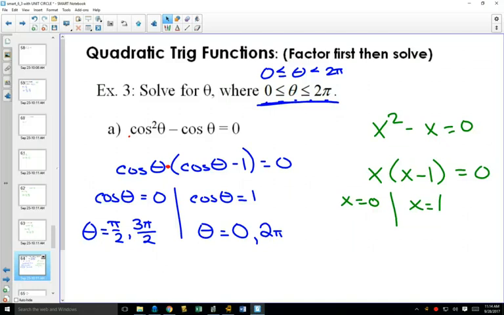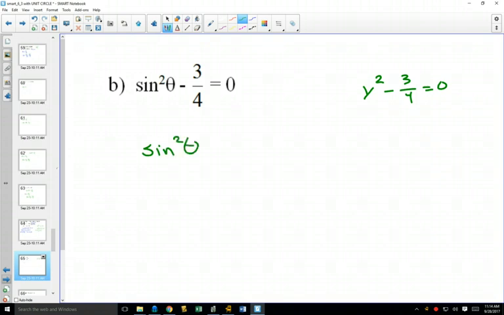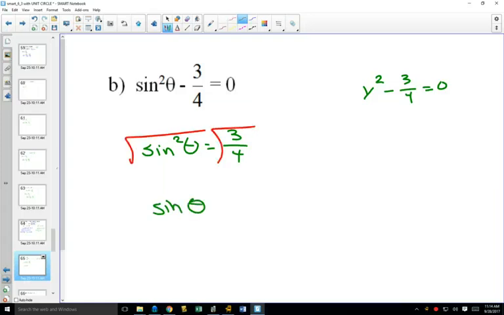So here is another question with squared. How would you solve for y if you had y squared minus 3/4 equals 0? What would you do? Move the 3/4 to the other side and square root? So if you know how to do that with algebra that way, you know how to do it with trig functions. It's the same. So I'm going to use that strategy. I'm going to move the 3/4 over to the other side, and then I'm going to square root both sides. So when I square root both sides, what did I forget?